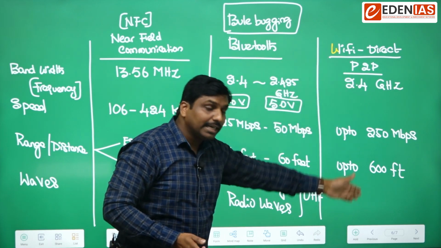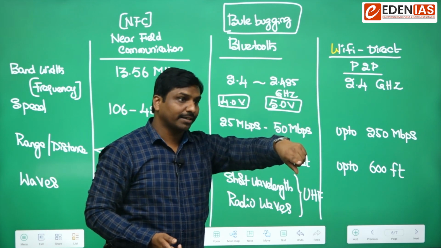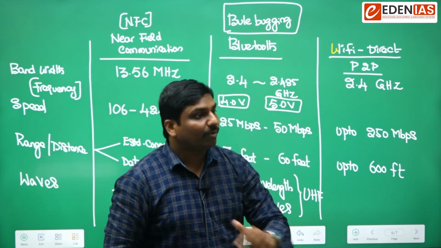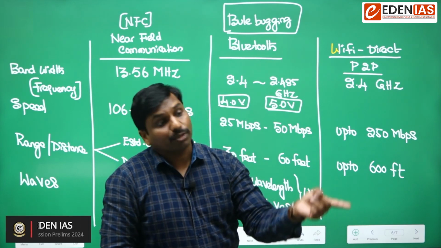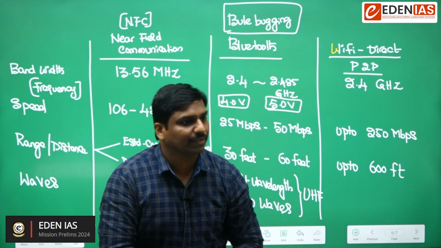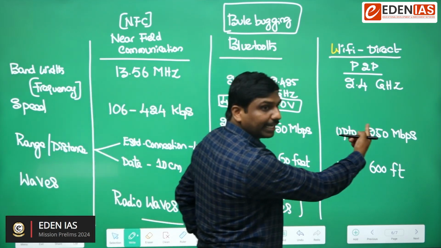Here it is peer-to-peer transmission. When you don't have an internet connection, what do you do? You connect to the hotspot provided by your friend. That means you're not connecting to your router, you are connecting to a hotspot. That's all. Are you getting it? So that is one thing. This is with respect to Wi-Fi Direct.